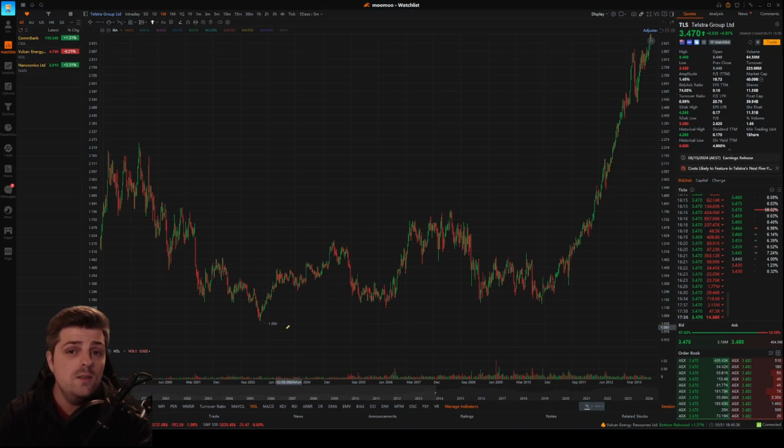So what is support? Well, support is a price level where a stock tends to find buying interest, preventing it from falling further. Think of it as a floor that the price of a stock rarely falls below. Traders believe that when a stock hits a support level, it's likely to bounce back up because there's enough demand and buying pressure to prevent the stock from declining further.